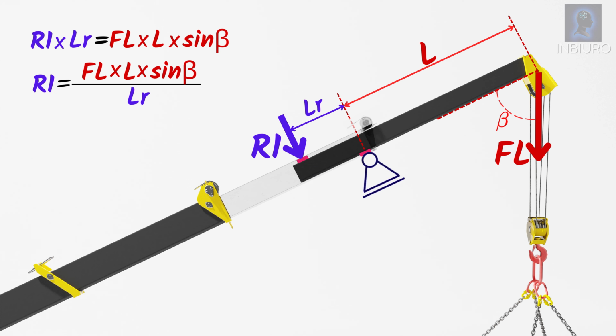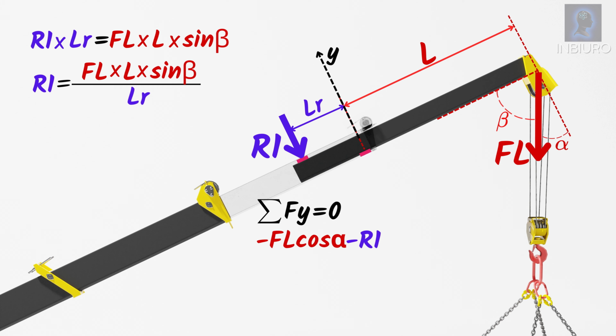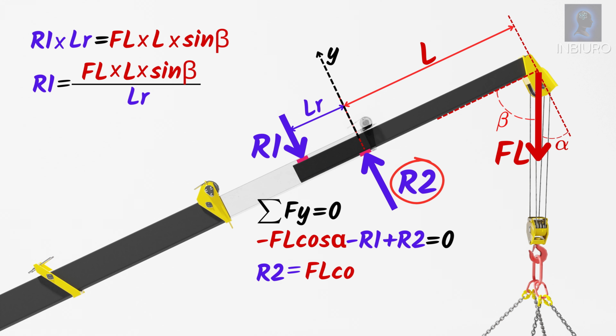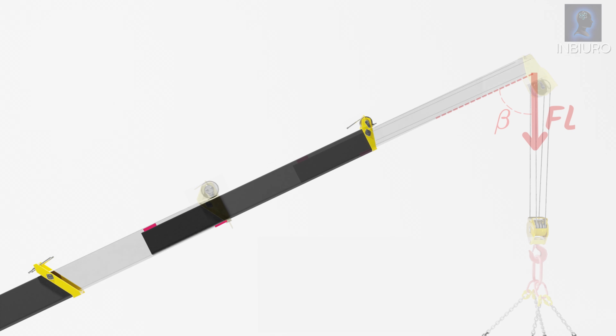Next, the sum of all the forces projected on direction Y, perpendicular to the boom, must equal 0. This means force of the lifted load minus FL times cosine alpha minus R1 plus R2 equals 0. From this equation, we can easily calculate bottom sliding pad load R2, and it depends on the angle of the boom. Using the same principles, we can calculate other sections of the telescope.